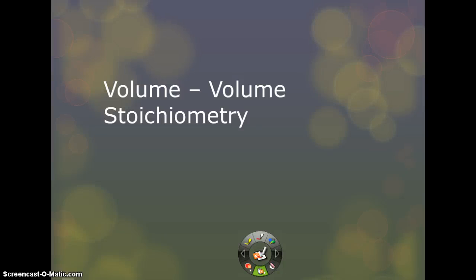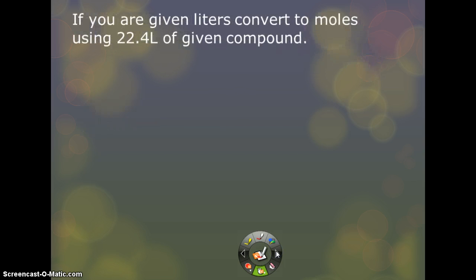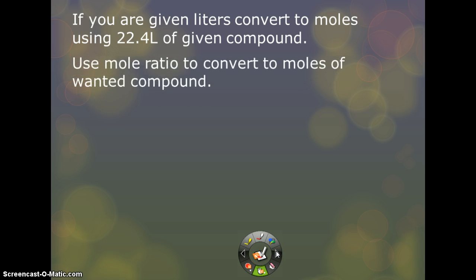Hello, now we're going to talk about volume to volume stoichiometry. So remember when you're doing volume conversions, you're going to use 22.4 liters. That's always going to equal 1 mole. So if you're given liters, turn it into moles using the 22.4 liter conversion. If you're trying to get to something else, remember we have to use that mole ratio that comes from our balanced equation to get to the compound that we want.